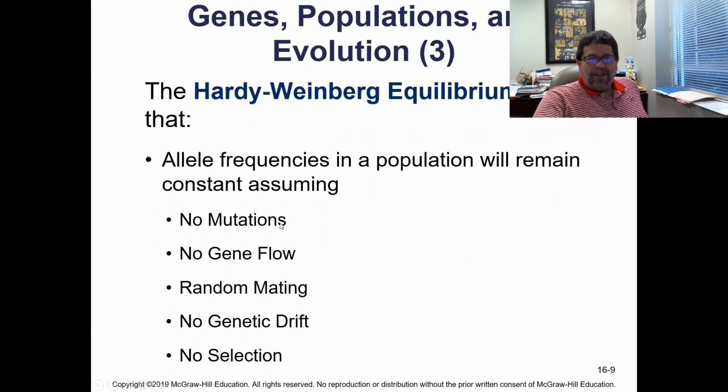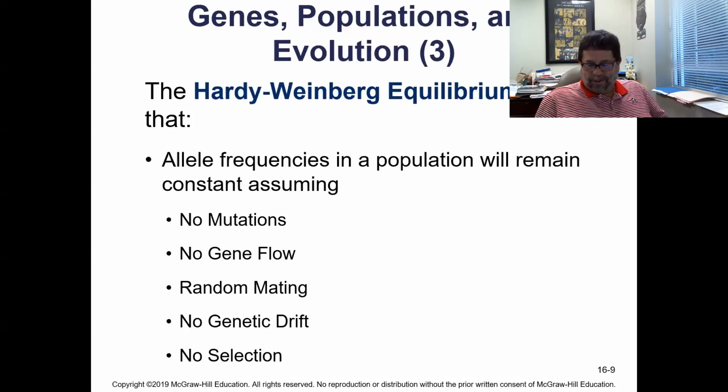You must have no mutations, no gene flow, which we'll define in a minute. That is organisms entering or leaving a population, immigration and migration. You must always have random mating, which we know never happens in nature, and no genetic drift. Genetic drift is random changes in allele frequency due to chance, not natural selection, but just random chance. Earthquake, storm, fire, whatever. And then no natural selection. Natural selection is when nature selects for a trait that gives organisms an advantage in surviving in the future.